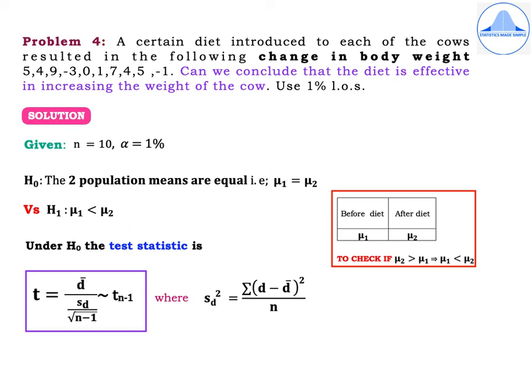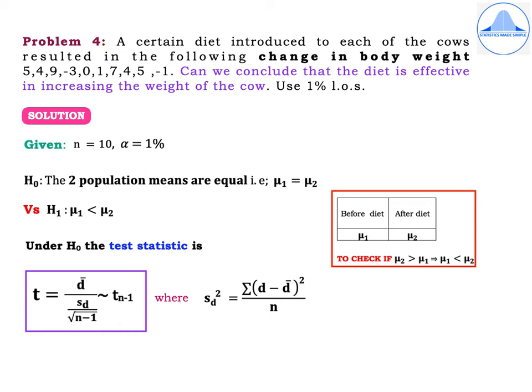Problem 4. A certain diet introduced to each of the cows resulted in the following change in body weight: 5, 4, 9, minus 3, 0, 1, 7, 4, 5, minus 1. Can we conclude that the diet is effective in increasing the weight of the cow? Use 1% level of significance. Under solution, first write given n is equal to 10 and alpha is 1%.